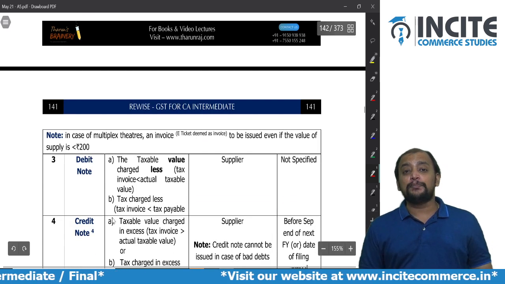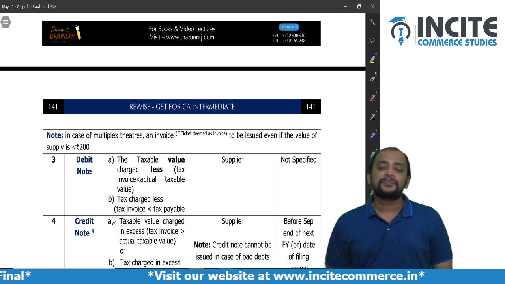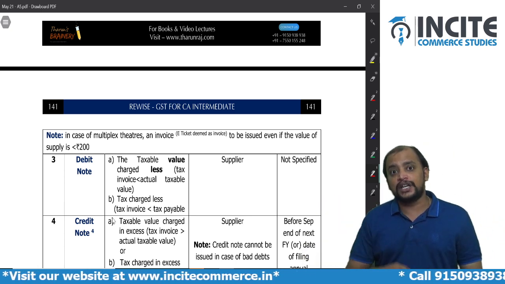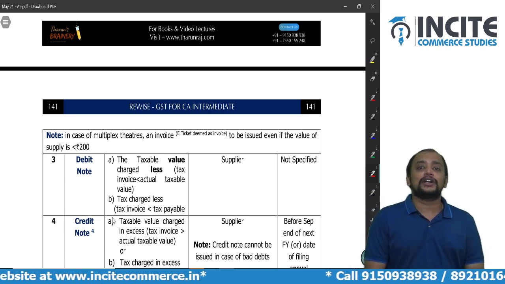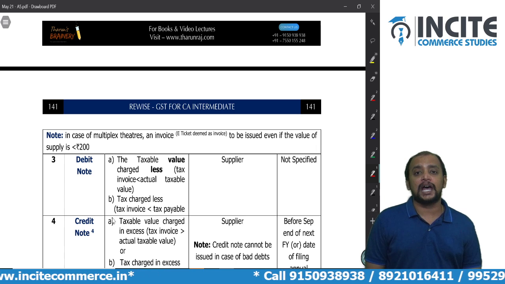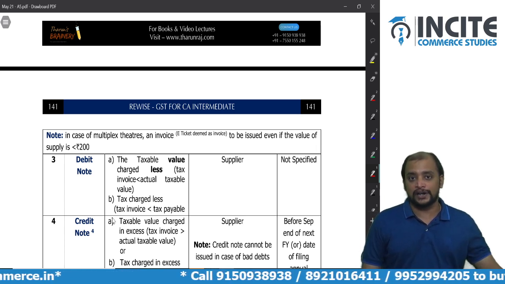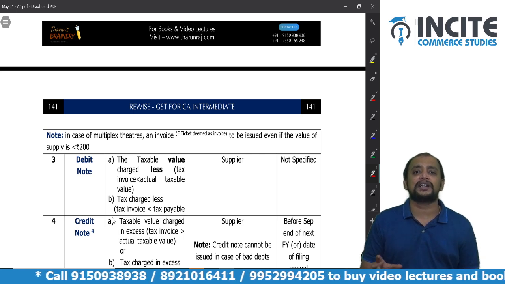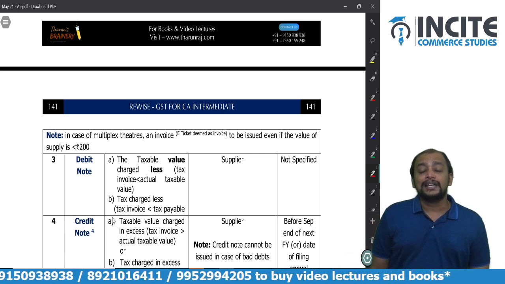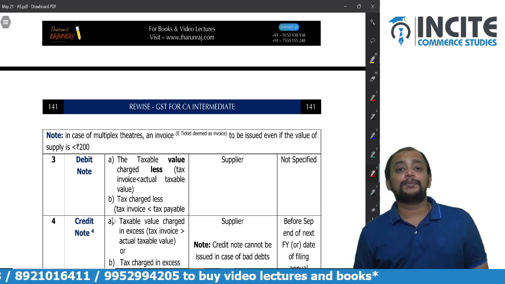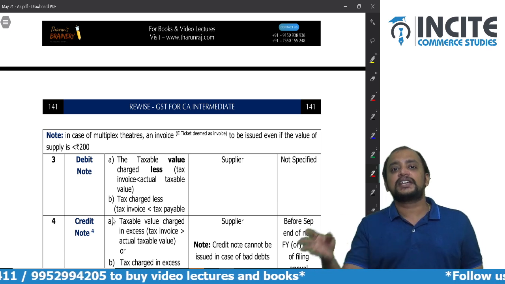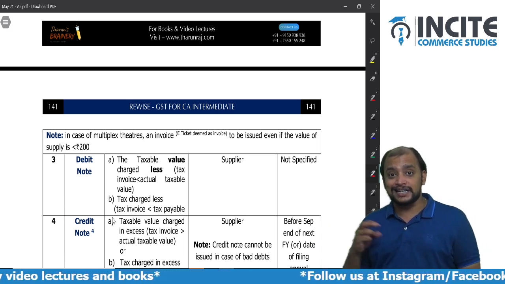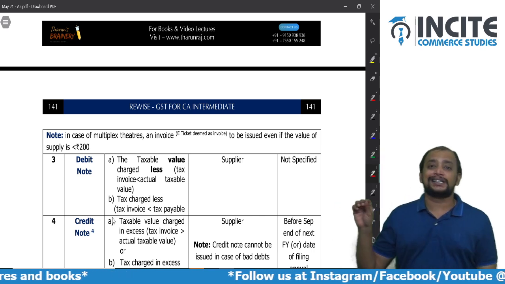In case of multiplex theaters, that provision of non-issuance of invoice in case of low value supply is not applicable, and they should give the invoice even though the ticket price is less than 200. In a multiplex theater usually it will not happen, but in some places maybe the ticket price is less than 200. Particularly in Chennai, in some multiplex theaters the ticket price is somewhere around 170 or 180, so it is less than 200. In that case, even though it is a low value supply, tax invoice is required. E-ticket, whatever is given, will be deemed to be the tax invoice. So in case of multiplex theaters, e-ticket is deemed as invoice to be issued even if the value of supply is less than 200 rupees.